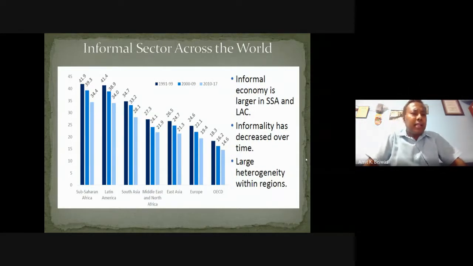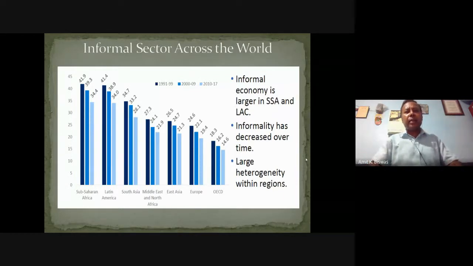So you see the size of the informal sector across the world, and needless to say, the poorer a region is, the higher is the incidence of the informal sector. You see sub-Saharan Africa, the poorest among the globe, has a huge informal sector, and the OECD countries have the lowest incidence of the informal sector. We, the South Asians, are in the middle. You see this in 2010 to 2017, it is about 34% of your GDP.